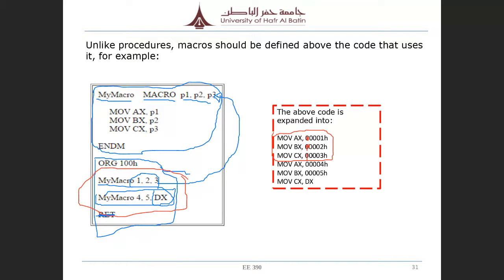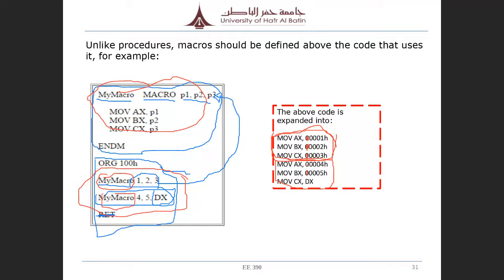Now for the second time, what will happen? Again, AX value will be 0 0 0 4, and BX value will be 0 0 0 5, and CX will be 0 0 0 6. So instead of writing move AX comma 0 0 0 1 again and again, we can define a macro, and we can call the macro 1 time, 2 times, more times.